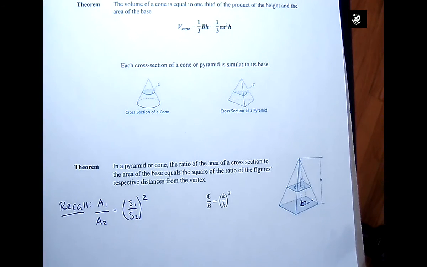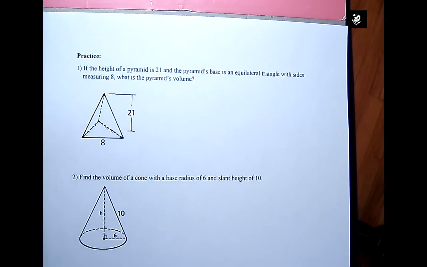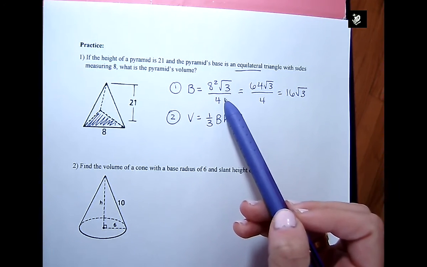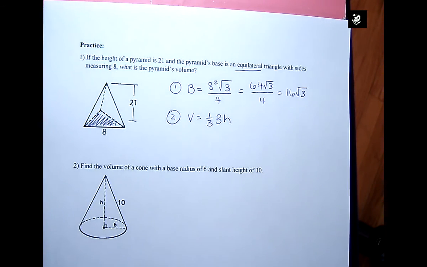So now let's do some practice problems with volume of pyramids and cones. Number 1 says, if the height of a pyramid is 21 and the pyramid's base is an equilateral triangle with sides measuring 8, find the volume of the pyramid. The first thing I need to do, in order to find the volume of a pyramid, which is 1/3 base times height, is find the area of the base. Since it's an equilateral triangle, I use my area of an equilateral triangle formula, side squared times √3/4, and I plugged in 8 for the side length. That gave me a base area of 16√3.